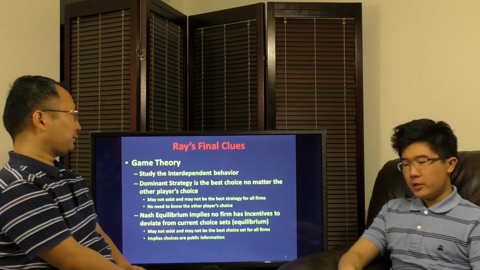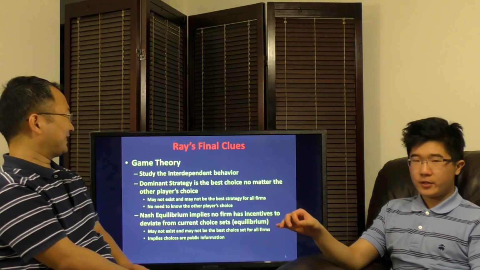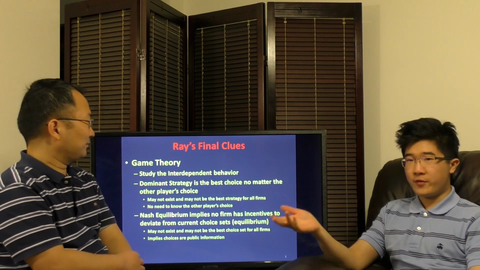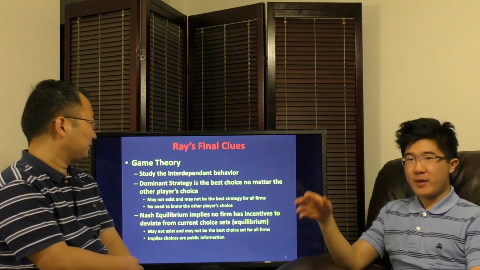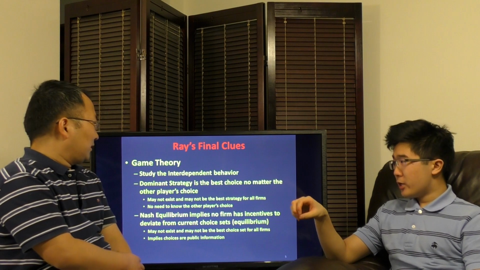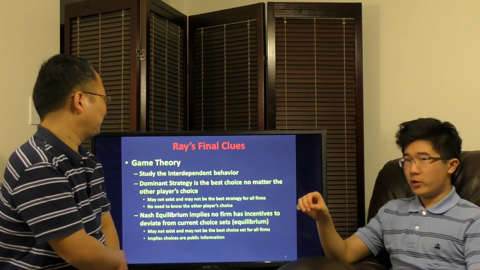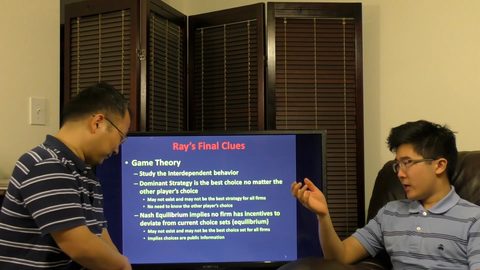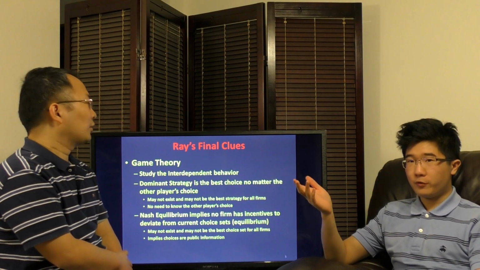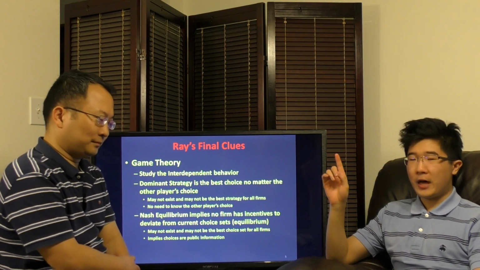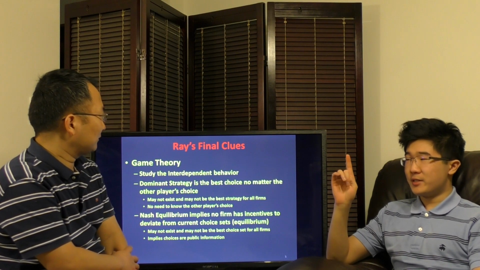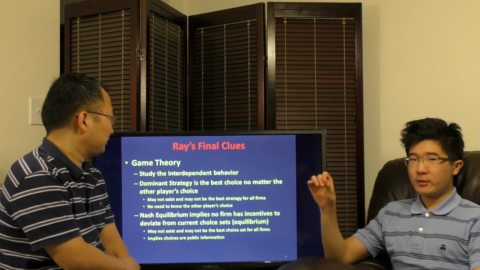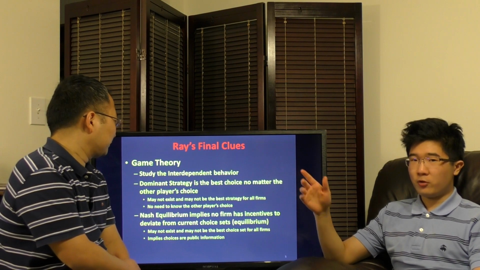Okay. So for final clues, game theory is a study of the interdependent behavior of two entities with two choices each in this very basic scenario. Of course, you can expand upon that in game theory. Dominant strategy is basically the best choice no matter the other player's choice. Basically, the overlapping strategy. It may not exist in all scenarios. It may not always be the best strategy combined for both firms, but it's the best strategy for that one individual firm because it's their safest strategy. No matter what the other firm chooses, they always make the most profit compared to doing the other action.